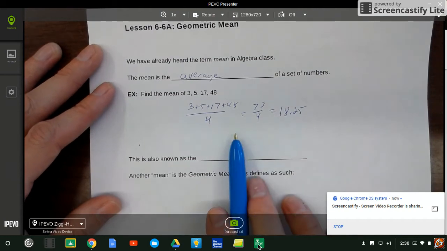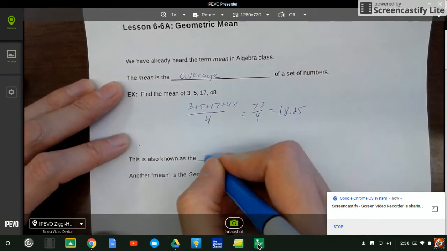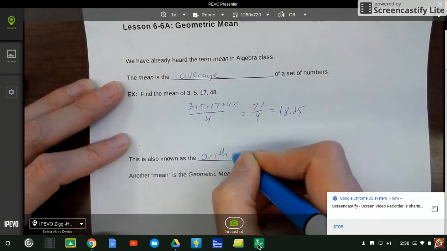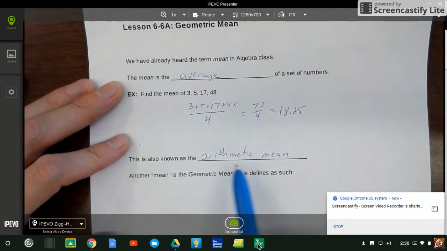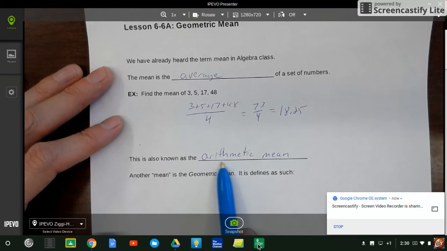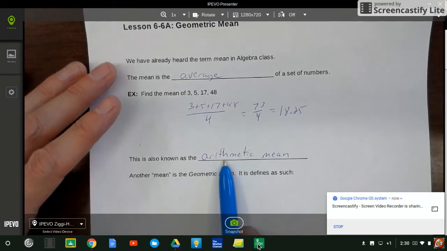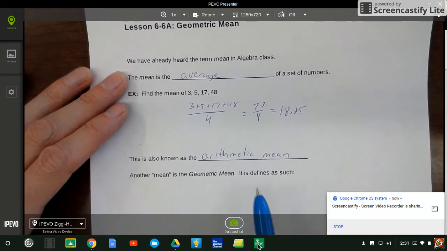Now, this is only one of the ideas of mean. And in this case, this is called the arithmetic mean. Okay, because it's dealing with just adding and subtracting and multiplying and dividing, the basic arithmetic. So now you can get a little further in your knowledge. Now, as we move further, we learn about another mean called the geometric mean.